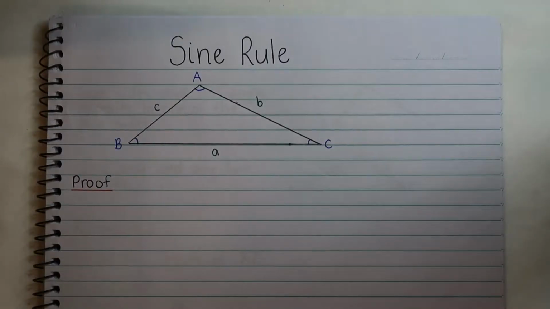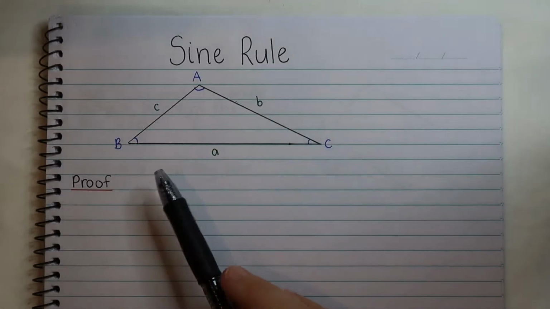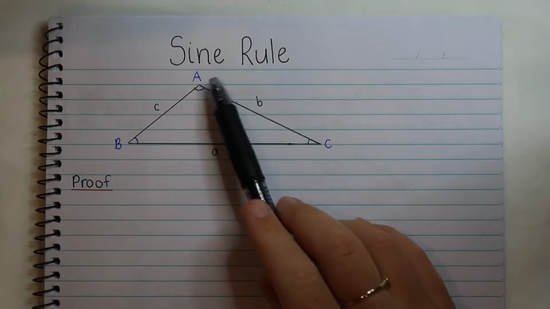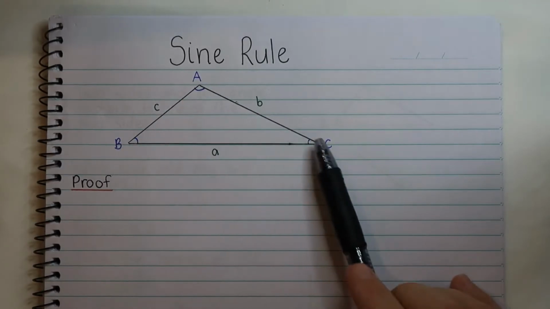This lesson is focusing on the sine rule. The sine rule is an important rule relating the sides and angles of any triangle. This means the triangle doesn't have to be a right angle. So let's have a look at this triangle. Here we have sides A, B and C and angles A, B and C.